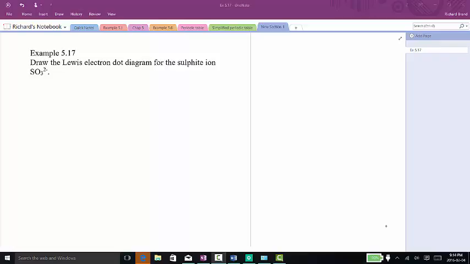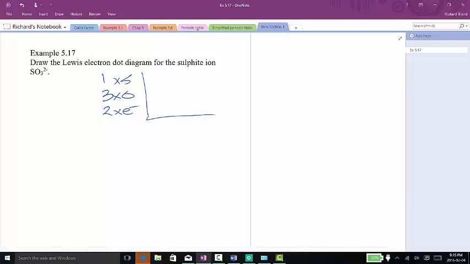Example 5.17. To draw the Lewis electron dot diagram for the polyatomic ion sulfite, you need to figure out how many valence electrons are present. In SO3 2-, there is 1 sulfur, 3 oxygen, and then you have 2 electrons from the charge because the charge is 2-. So I'm going to include the 2 electrons in the charge in my tally of valence electrons. See how this works out.